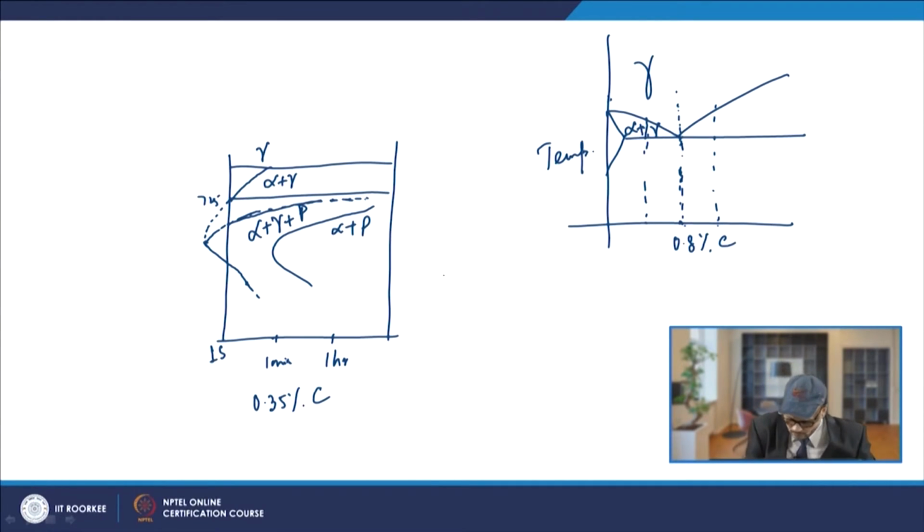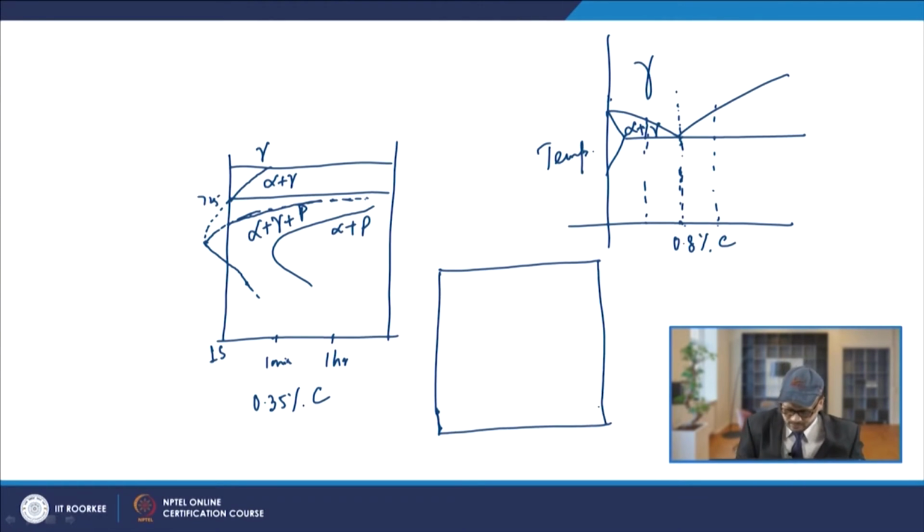So, if you try to draw the TTT diagram for the hypereutectoid steels, now in this case, what happens if you take this as the 1 second line. So, you will have again a line, and in this case this is your A1 line, and you will have the ACM line. Now, you will have this cementite plus gamma. So, that will be coming. So, you will have gamma plus Fe3C, and then this line will come, and then it will go like this.